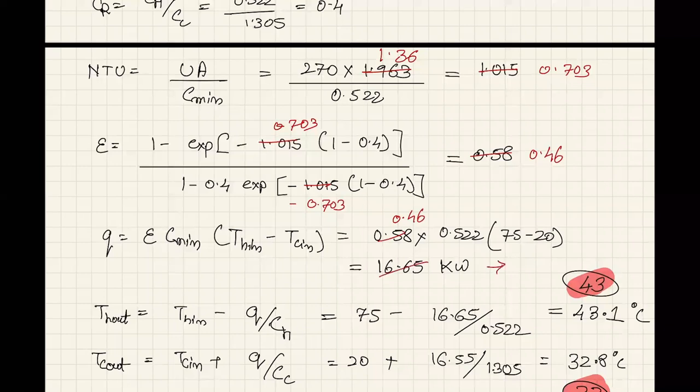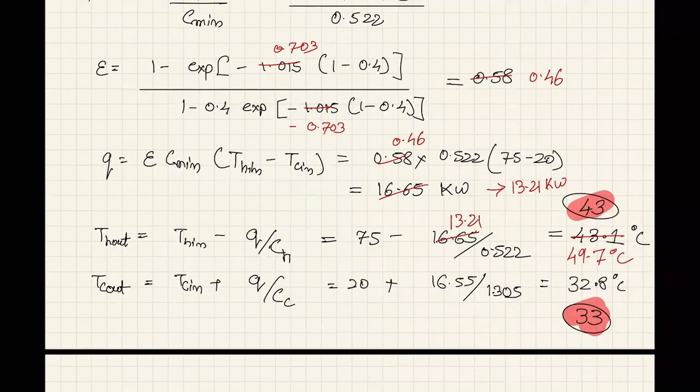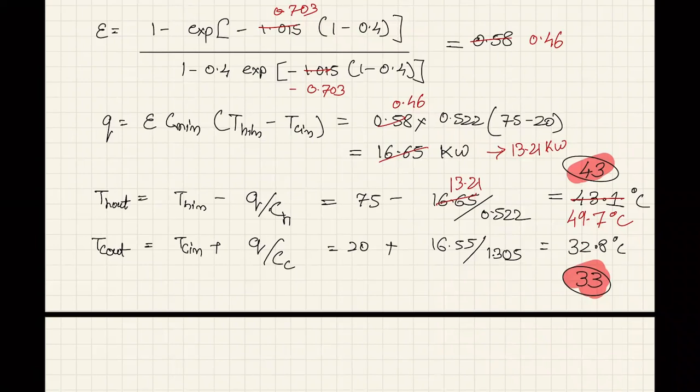And this value changes to 0.46 into 0.522 into 55, 13.21 kilowatt, 13.21 or 0.522, 25.3 and this value is coming to be 49.7 degrees Celsius. And actually this is 13.2 only. So this is coming out with 47.8.